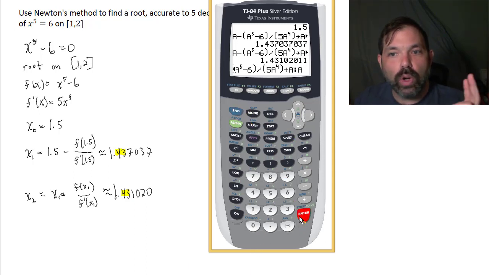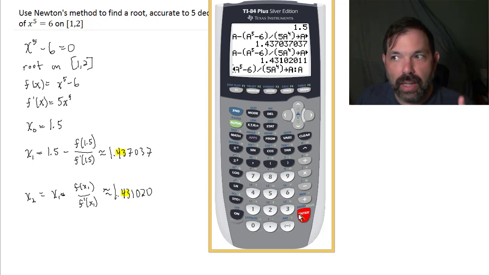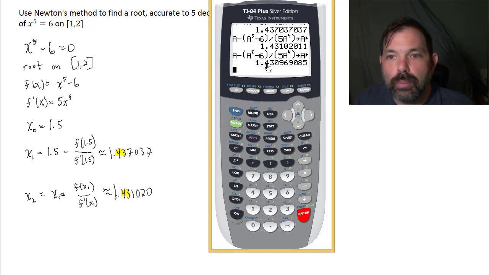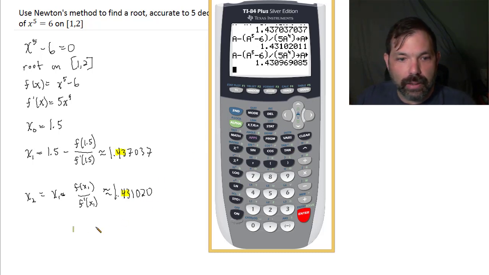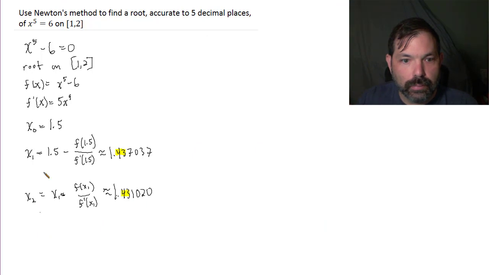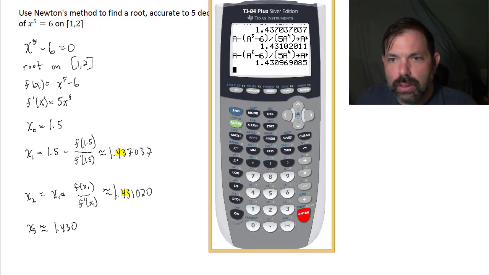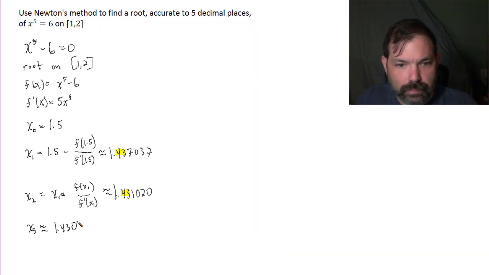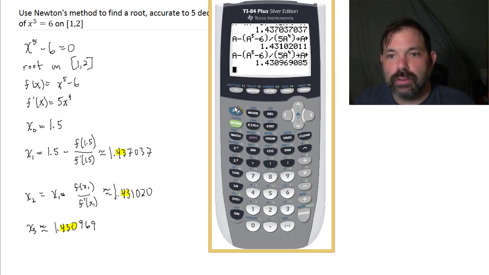Second enter. Now the 1.431 is my X value, my A value. Hit enter again. 1.430969. So my X3 is 1.430969. Okay, and notice if I was to round that, now I've got 3 decimal places of accuracy, 1.431. And I repeat the process.